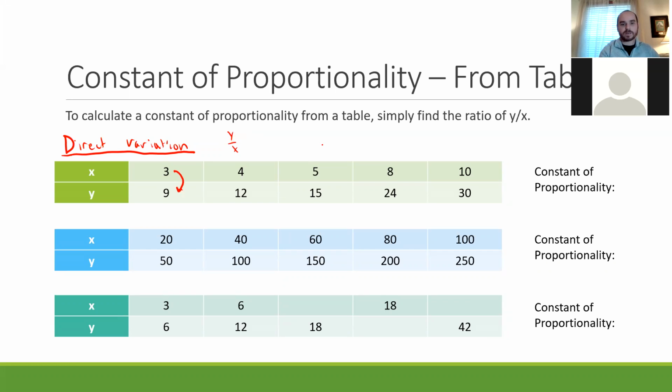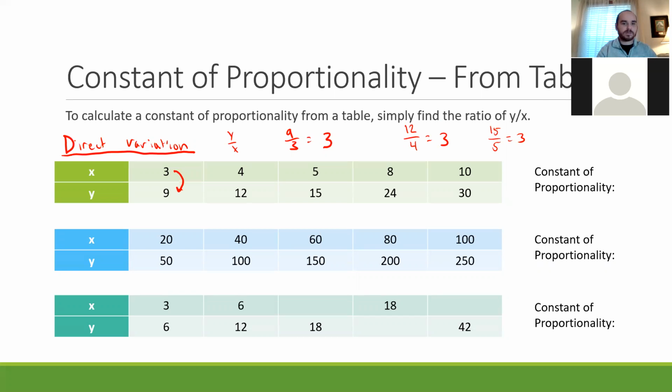We're going to take y and divide it by x. For this first one, we don't have a 1 anywhere, so we can just choose whichever point we want. It doesn't matter. Let's start with the smallest one. 9 over 3 is just 3. If we did 12 over 4, 12 divided by 4 is also 3, 15 divided by 5, and so on and so forth. As you can see, they're always going to be the same thing.